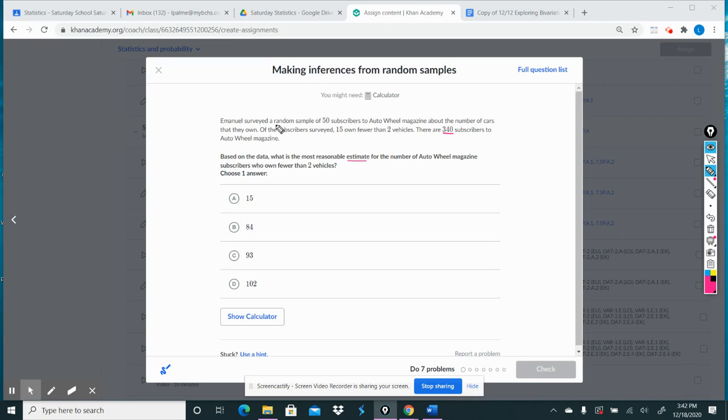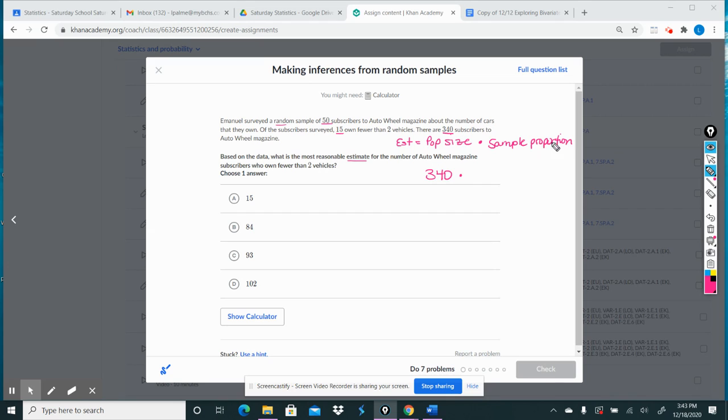There was a random sample of 50 subscribers. Of those subscribers that were surveyed, 15 own fewer than 2 vehicles. So to find the estimate, we want to take the population size and multiply that times the sample proportion. So that means our population size here is 340.